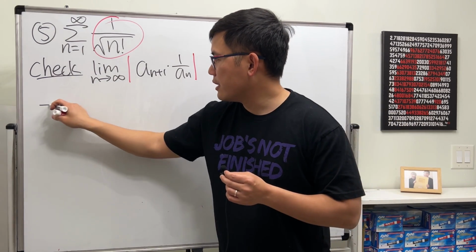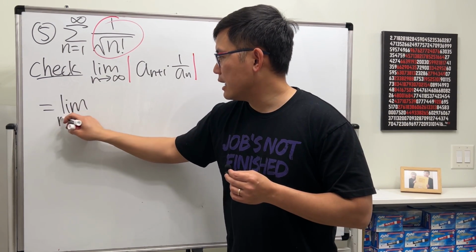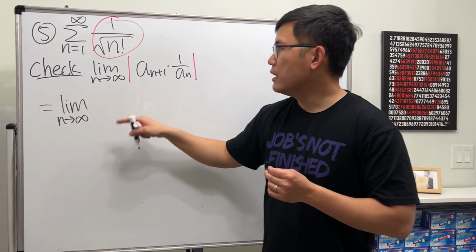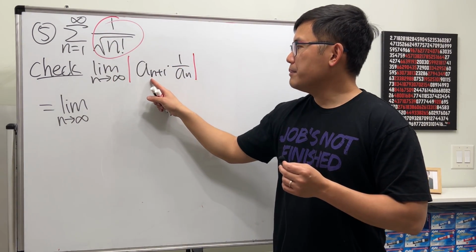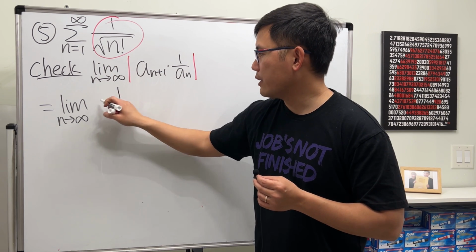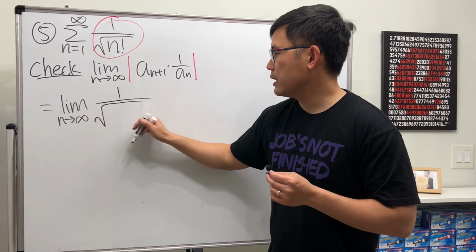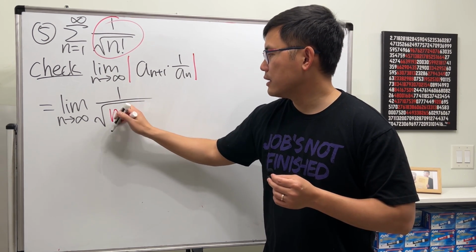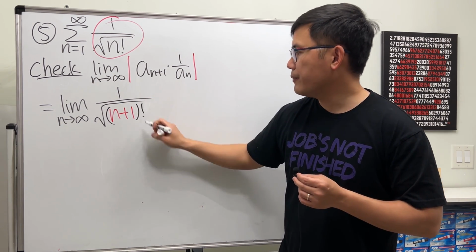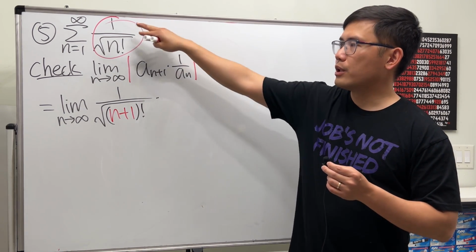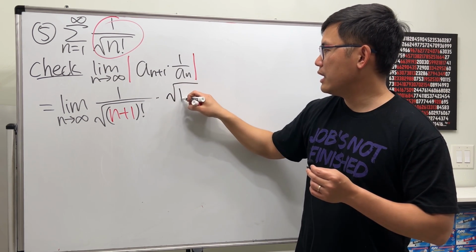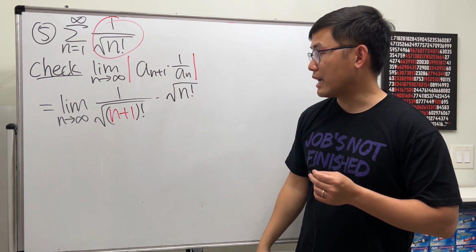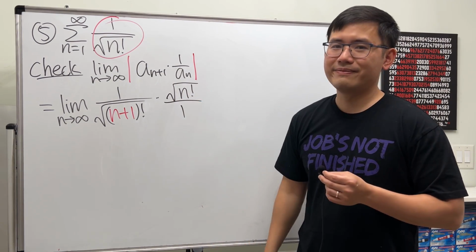So now this right here is the limit as n goes to infinity. Absolute value doesn't matter because this is always positive. A_{n+1} put in here, so we have 1 over square root of n plus 1 factorial, and then we do the reciprocal of the original. So we get just square root of n factorial over 1, like that. And let's put one over 1, why not?